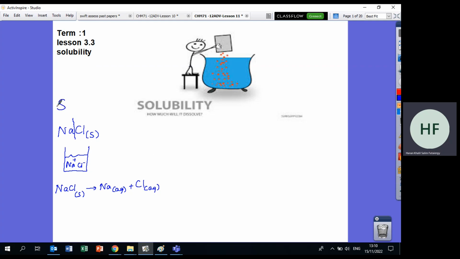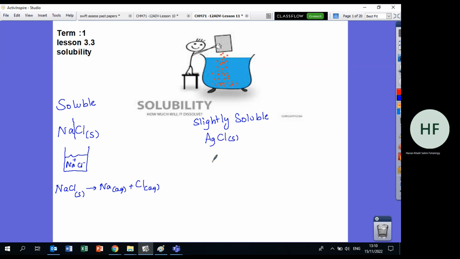Now this one is said to be a soluble salt. Soluble means it dissolves completely. Sometimes I have slightly soluble salts. When I say slightly soluble, this means part will dissolve and part will sit down in the bottom. It means that it will not all dissolve. For example, if you have AgCl solid, what happens when AgCl is dissolved in water? You will notice that part of it will dissociate to give you Ag and Cl, and part of it will not dissolve and will stay in the bottom of the container.